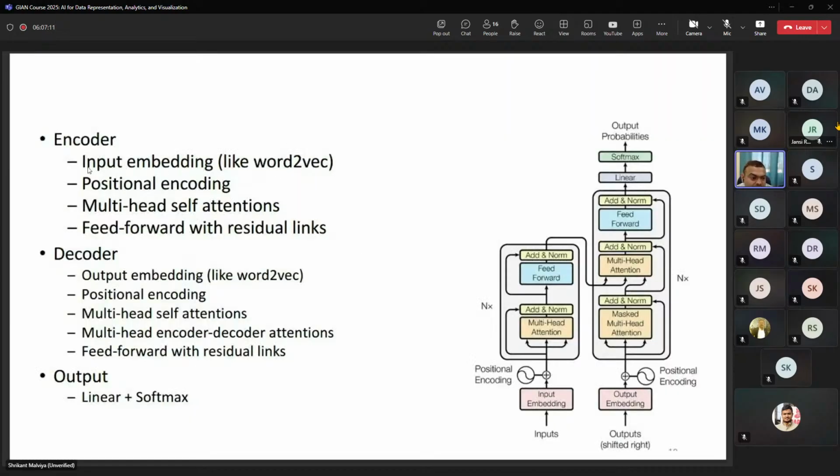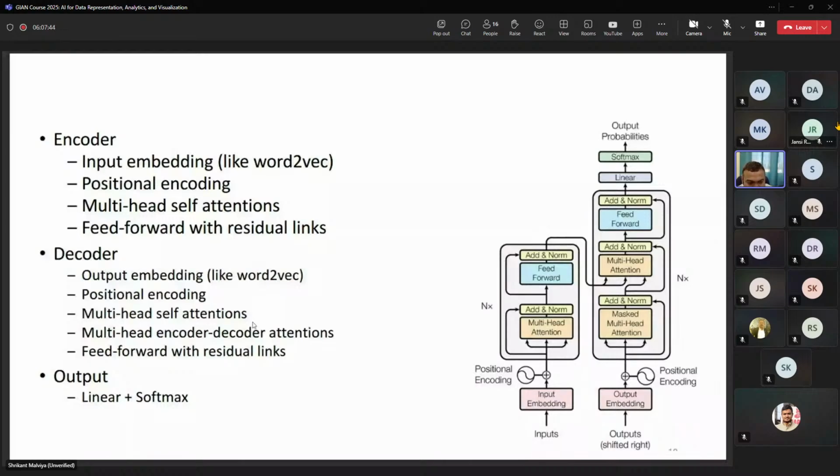So what are the basic ingredients in the encoder decoder architecture? In the encoder, first of all, it will take input embedding, add positional encoding, then apply multi-head attention and feed forward with residual links. So this is what is happening in the encoder part. In the decoder, it is the same. It will take output embedding as input for generating the entire output sequence. Positional encoding is also required here.